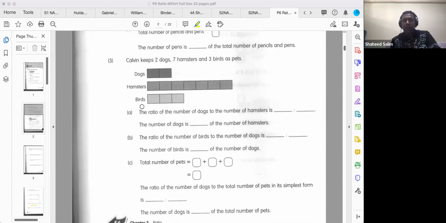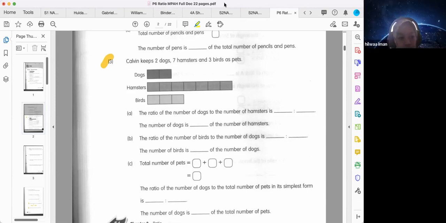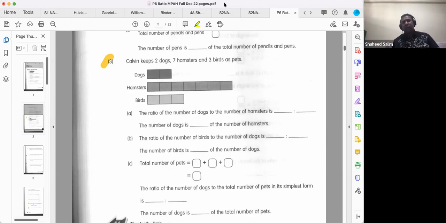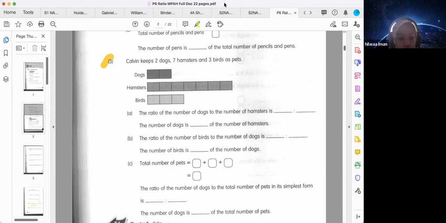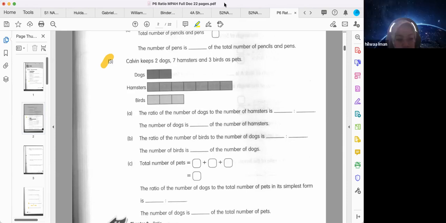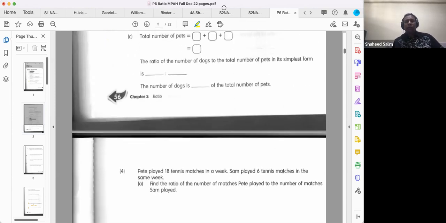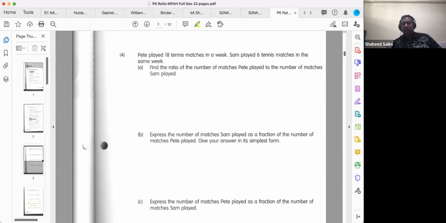Okay, come, we try the next one. Question number 3. The ratio of the number of dogs to the number of hamsters is 2:7. The number of dogs is how many times the number of hamsters? Fraction. 2/7. The ratio of the number of birds to the number of dogs is 3:2. The number of birds is how many times the number of dogs? 3/2. Okay, so you know already.